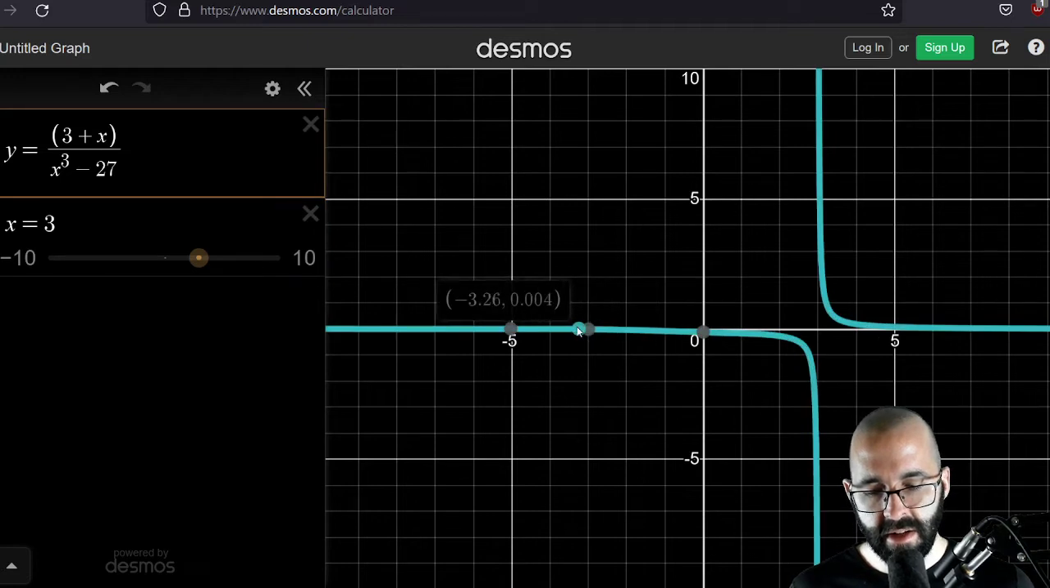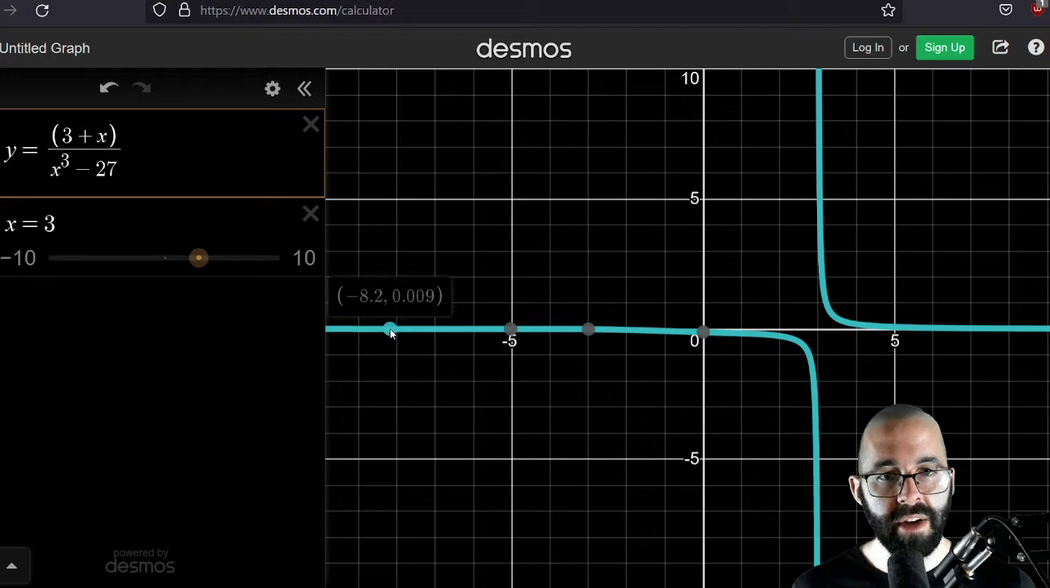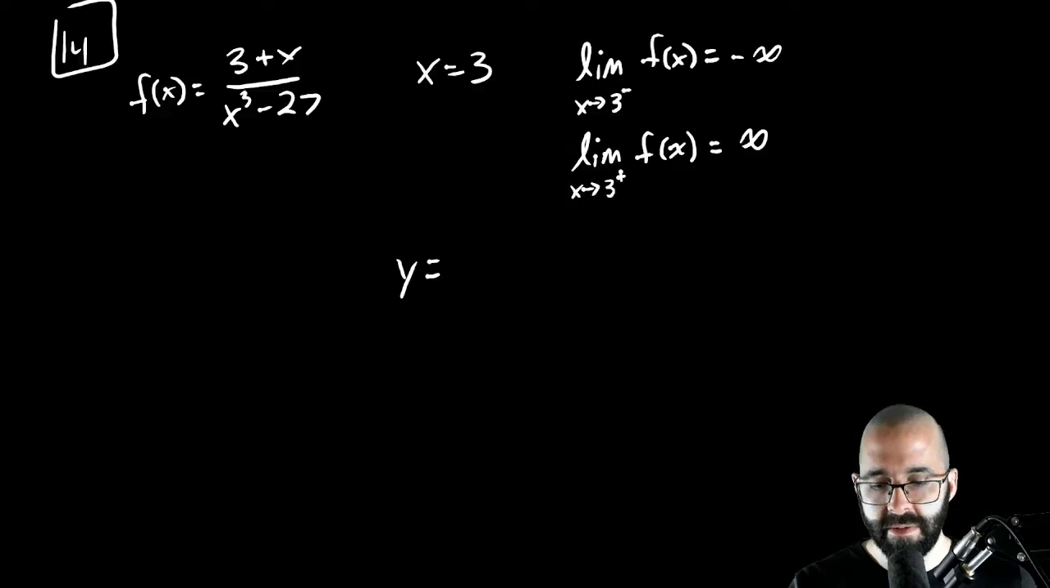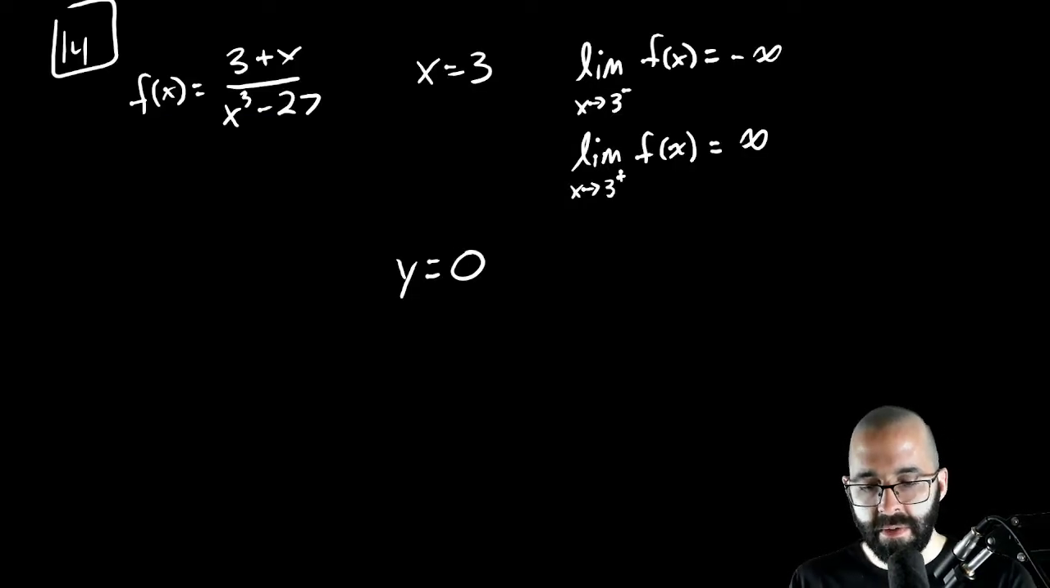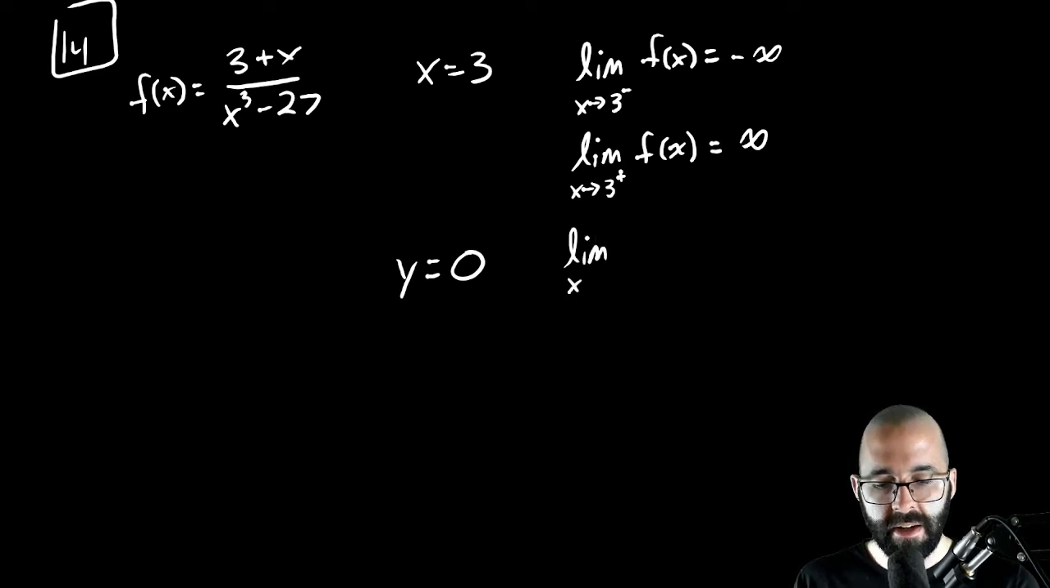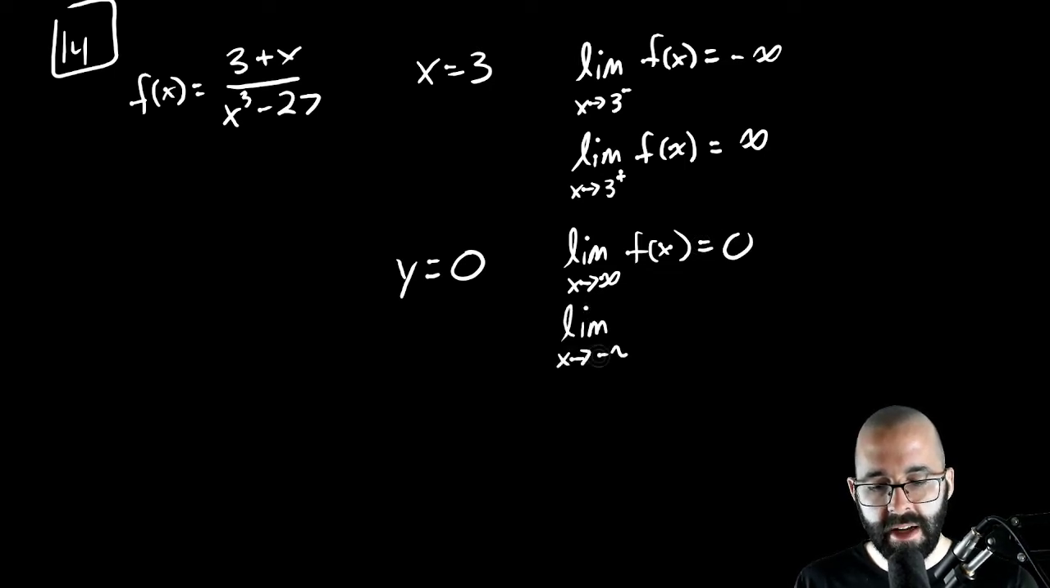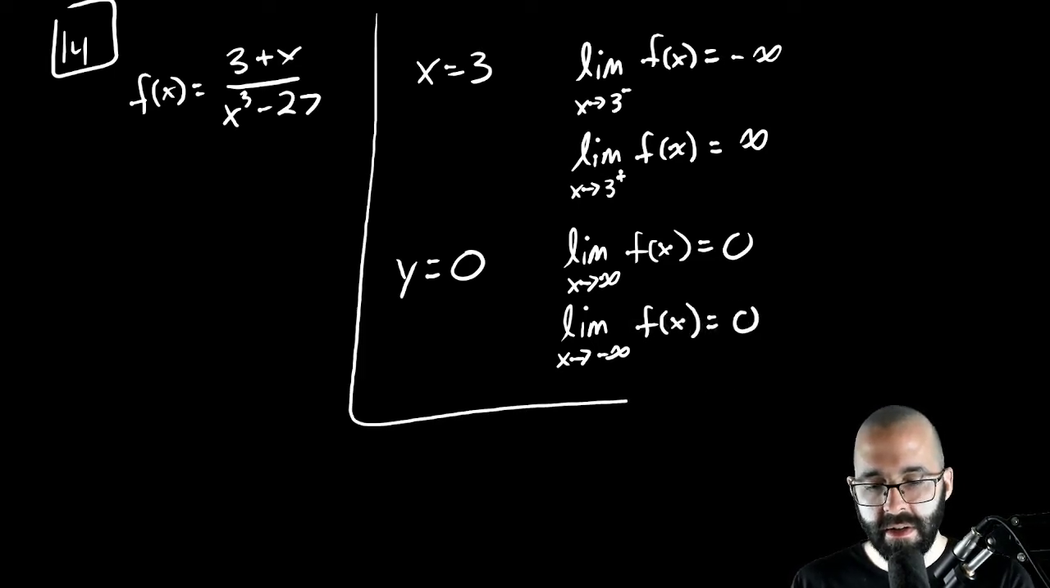Let's trace it. Are the y values approaching 0? Yeah. Y values look like they're approaching 0. And to the right, yeah, y values are looking like they're approaching 0. So that's going to be our horizontal asymptote. Say the limit as x goes to infinity of the function is equal to 0. And the limit as x goes to negative infinity of the function is also equal to 0.